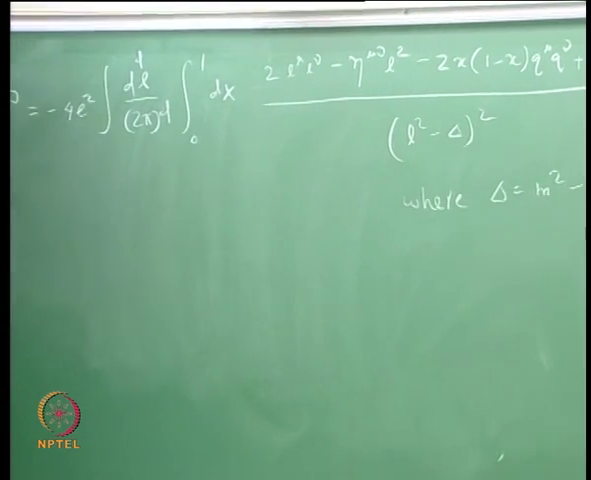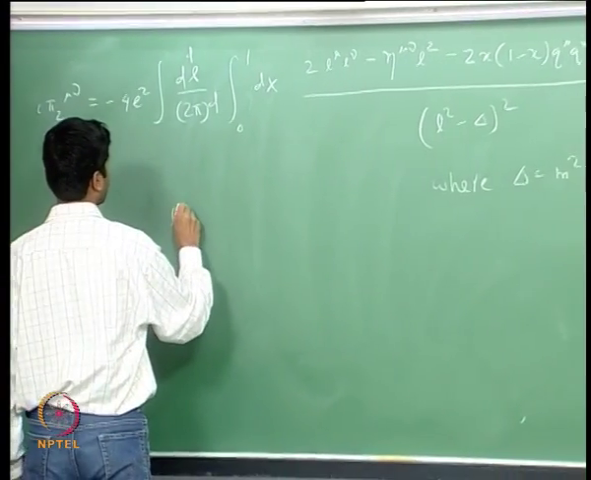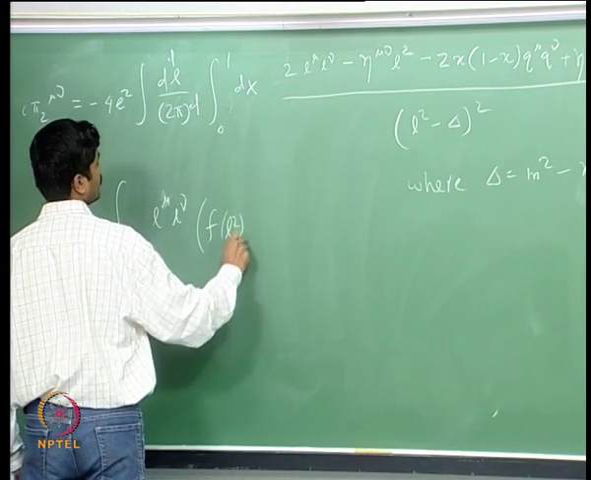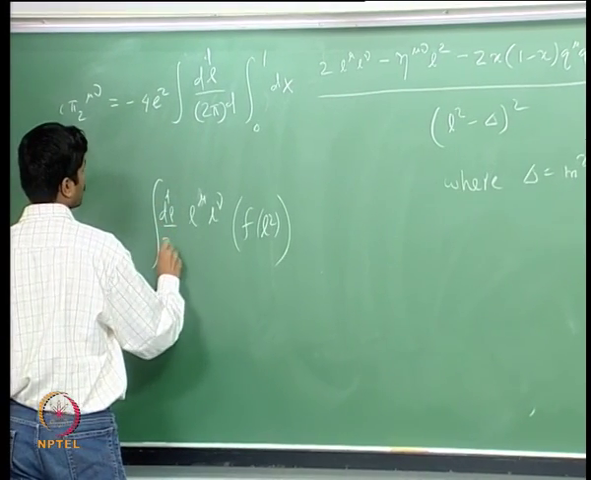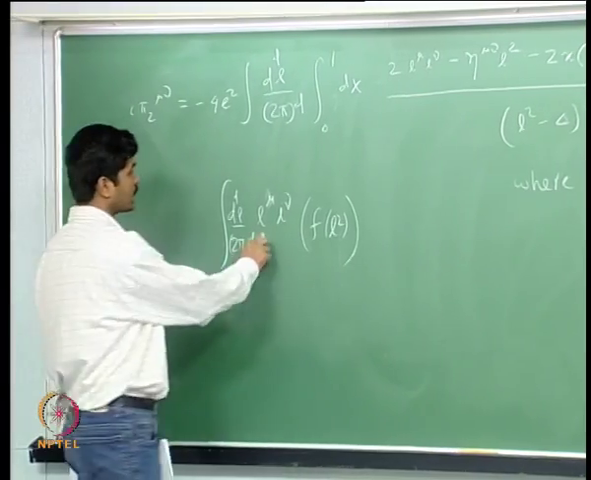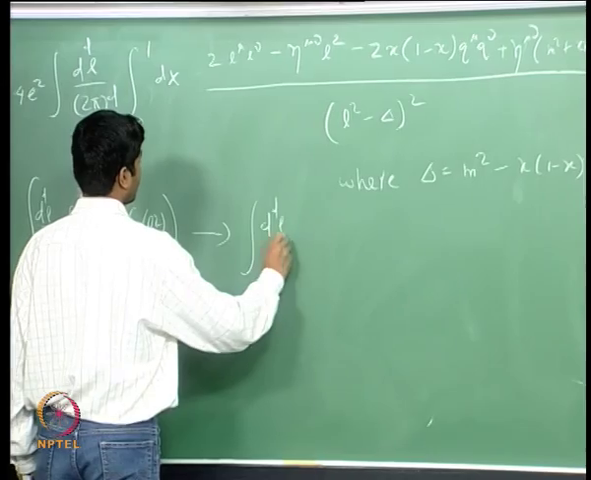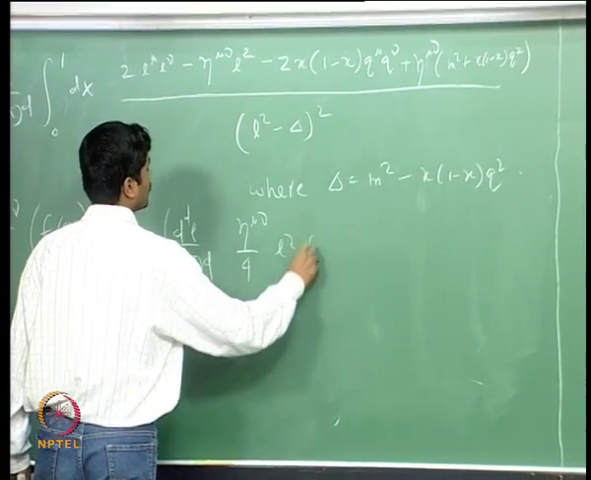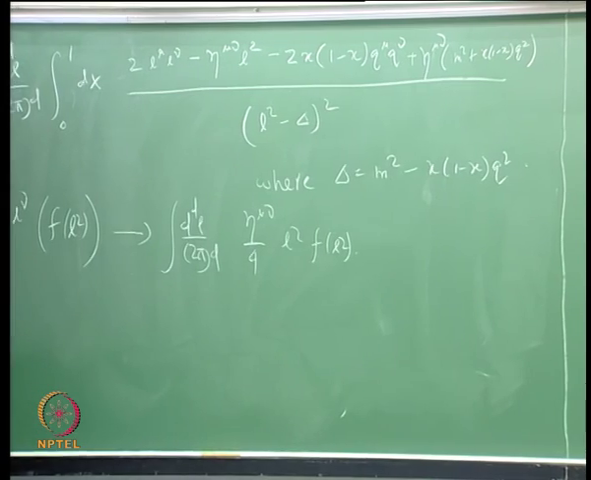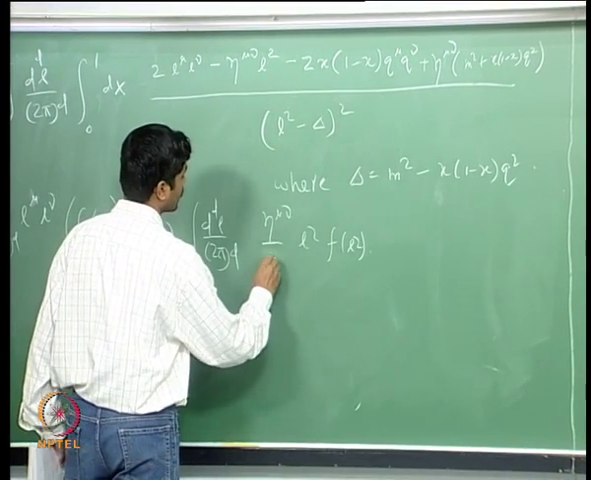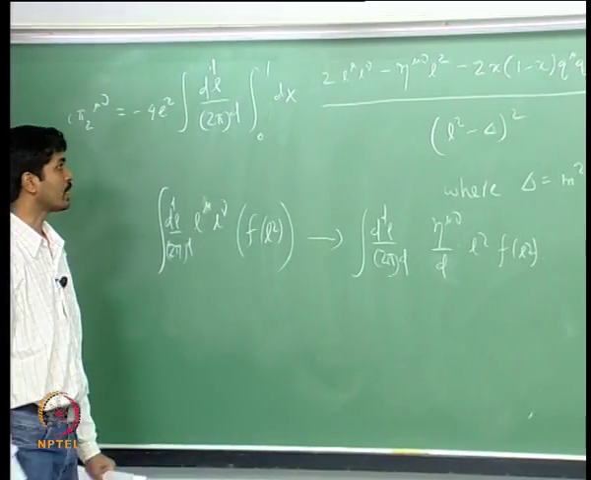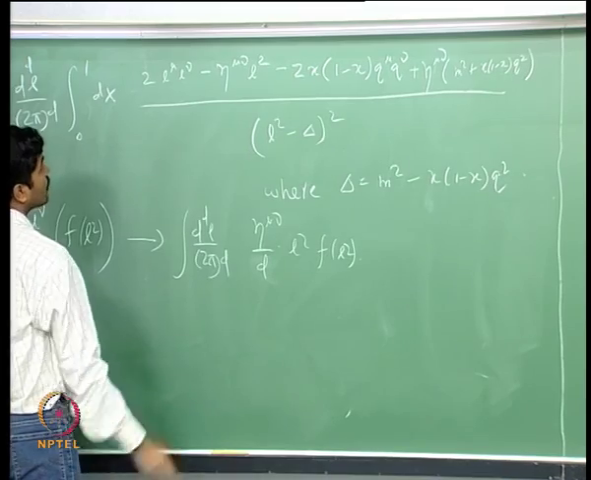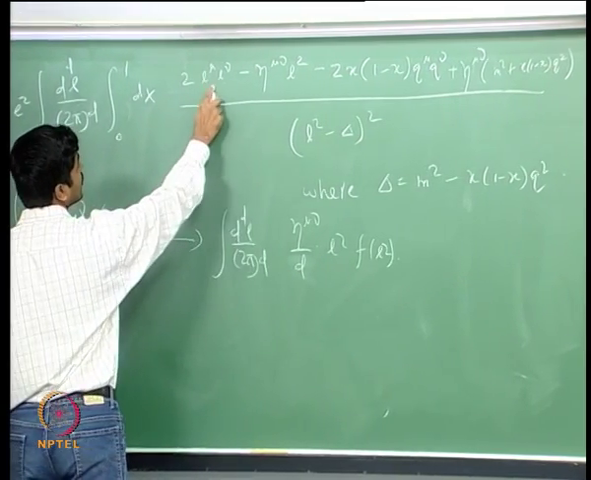This is what we need to evaluate, and I have already argued earlier that when you have l^μ l^ν with some function of l² here, ∫ d^d l/(2π)^d, you can replace this integration by ∫ d^d l/(2π)^d η^μν/4 · l² f(l²). But here now, because we are evaluating it in d dimensions, instead of 4 I will have a d here, and all other expressions will be the same. So, here instead of 2l^μ l^ν, what I will do is that I will write (2/d) l² η^μν.